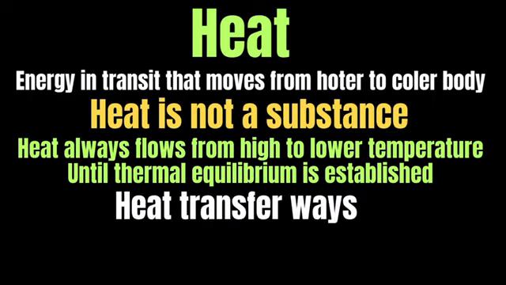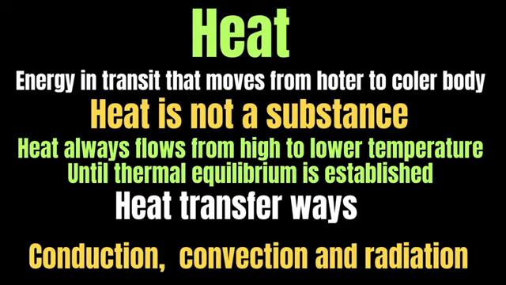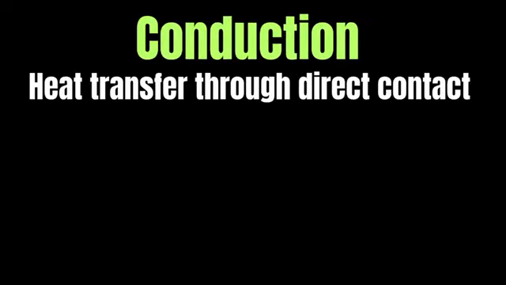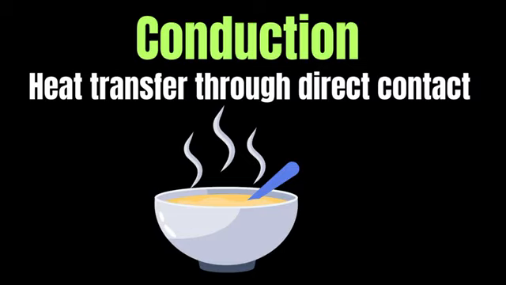Keep in mind that heat transfer can happen in 3 ways, and they are conduction, convection, and radiation. First, let's start with conduction. In this case, heat transfers through direct contact. For example, a metal spoon in hot soup becomes warm after some time, and it happens due to direct transfer of heat. Now let's understand what is convection.